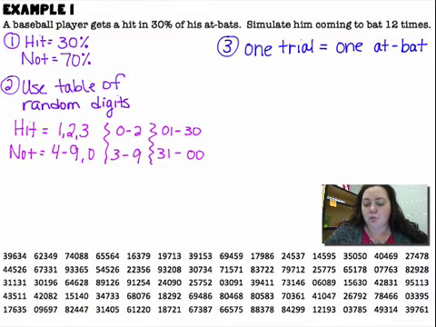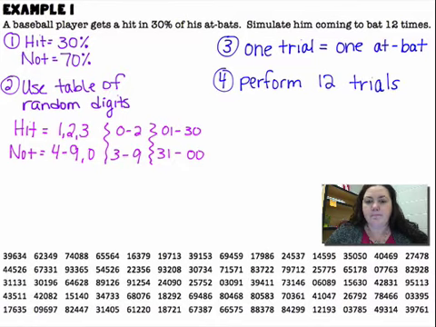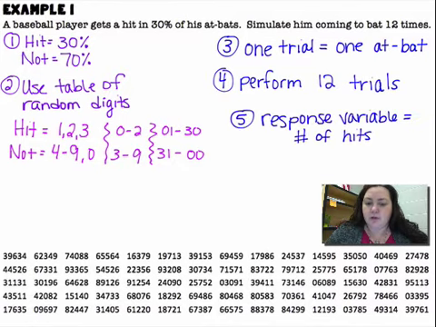1 trial is equal to 1 at-bat. We're going to perform 12 trials, and my response variable is equal to the number of hits. So I'm going to use this method. Numbers 1, 2, and 3 are hits. 4, 5, 6, 7, 8, 9, and 0 are not hits. So I'm going to do 12 trials.